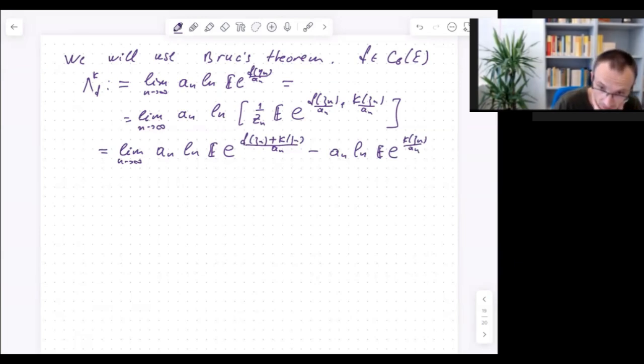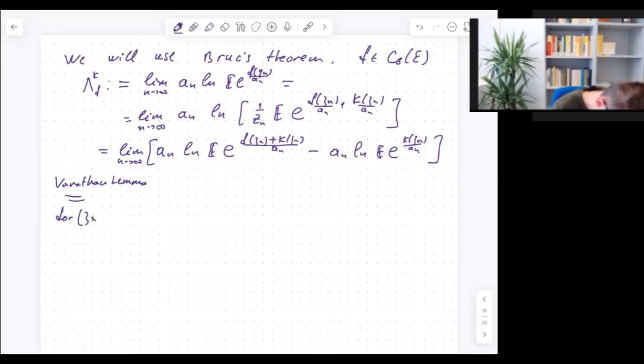Okay, good. We have this, and then let's use, and you see that now we can use the Varadhan lemma for psi n. And in the Varadhan lemma for psi n, we know what those limits are.